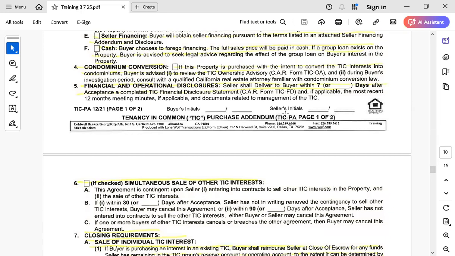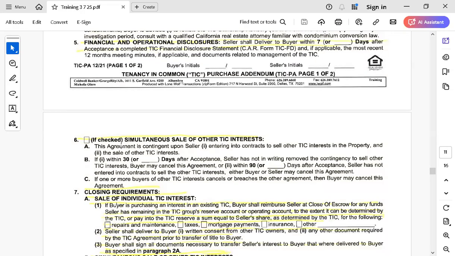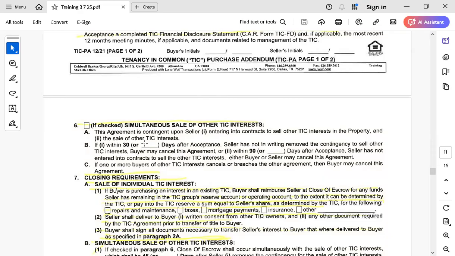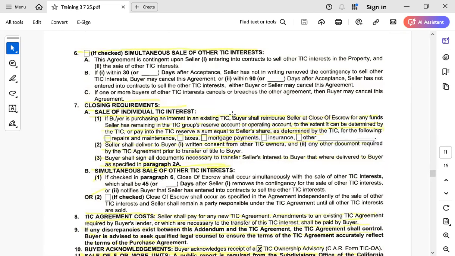Financial and operational disclosures: the seller needs to deliver to the buyer within 7 days after acceptance a completed TIC financial disclosure statement. So there is a CAR form that the seller will need to fill out on the TIC. And if checked, you can use on number 6, simultaneous sale of other TIC interests. If that's the case, check the box. Are they selling? Are they buying more than one? Selling more than one? Check the box.